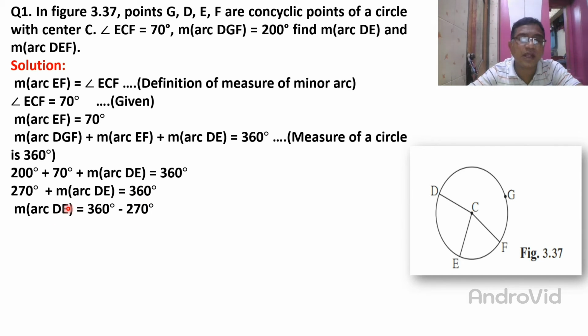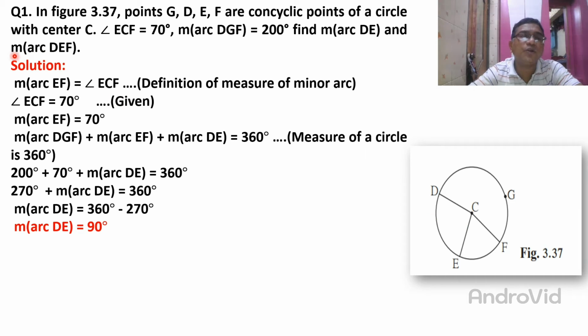So major arc DE is equal to 360 degrees minus 270 degrees. The remaining angle is 90 degrees, because 360 minus 270 leaves 90 degrees. In such a way, you get major arc DE is equal to 90 degrees.